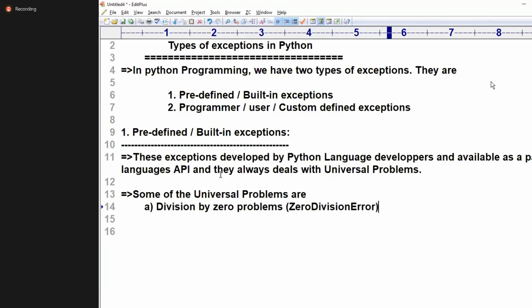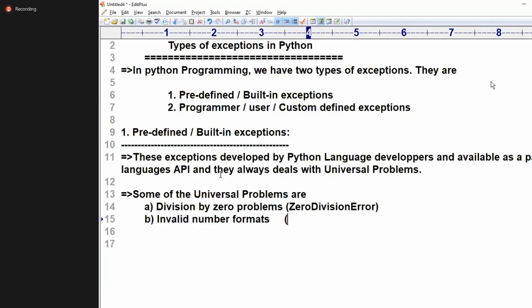Next is called what? Invalid number formats. What is the name of the class? Excellent. Value error. 85% of the people are giving a very perfect response. Some of them are not giving proper answers. Right, you need to concentrate well.